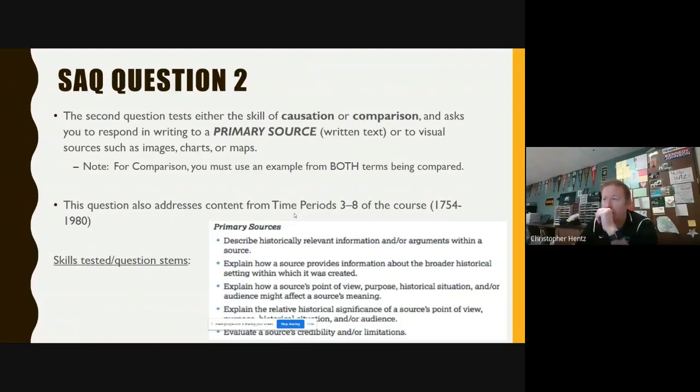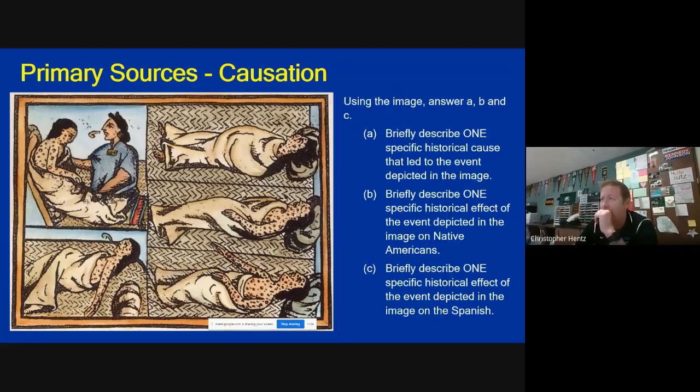Okay, question number two. This one is always going to be a primary source. Most likely it's going to have an image, a chart or a map of some sort. So here's question number two. For this one, you can answer B. So looking at the picture, I want you to answer letter B. Briefly describe one specific historical effect of the event depicted in the image on Native Americans. So give me one specific historical effect of this image. And I'll go ahead and give you 5 minutes to answer this one, and then we'll discuss, okay? So try letter B.